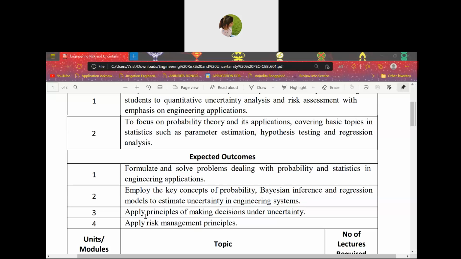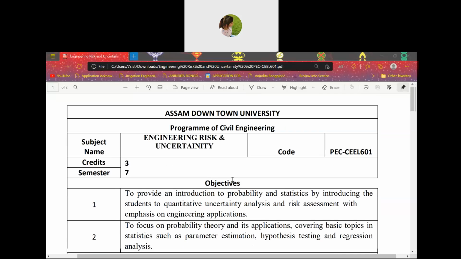Next, number three is that students, that is you all, will understand how to apply the different principles of decision making under uncertainties. Like when there is a situation in the engineering field where you are uncertain what will happen, how you will make your own decisions regarding the problem or the risk. And the last one is applying risk management principles: under certain risk situations, how you will manage the situation and by implementing what type of risk management principles. So these are the four expected outcomes at the end of this elective subject, and the two objectives.